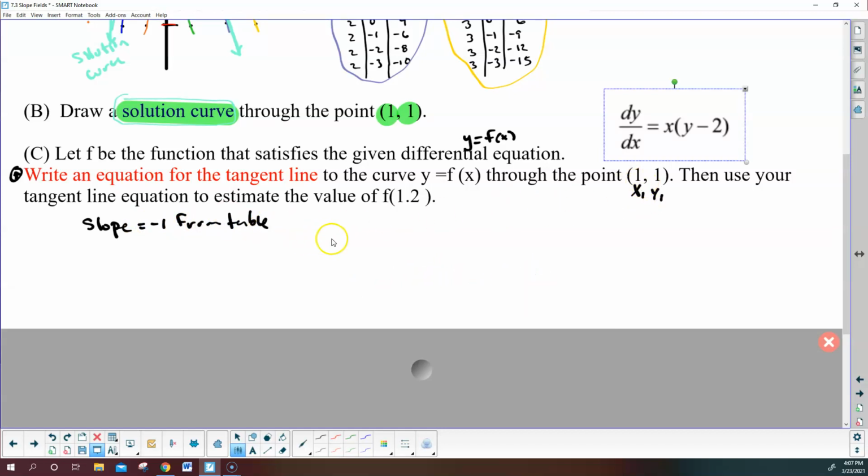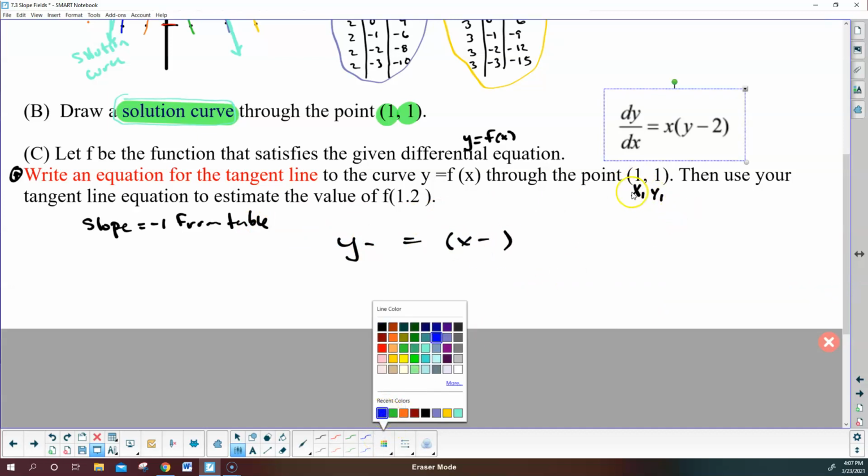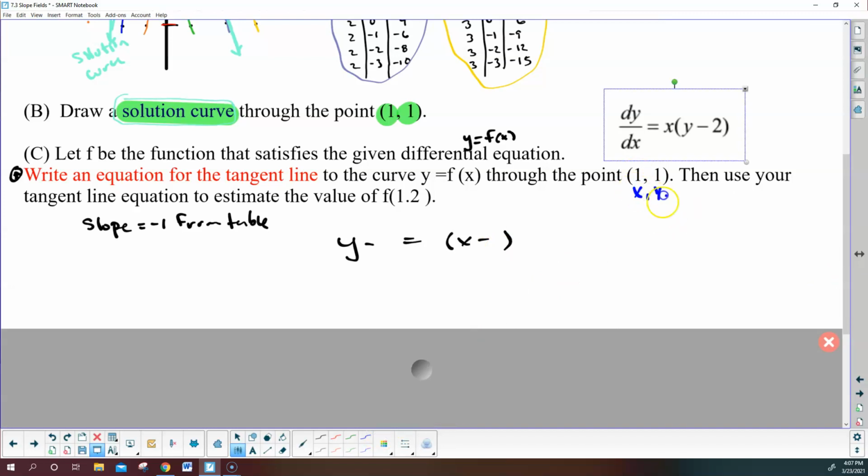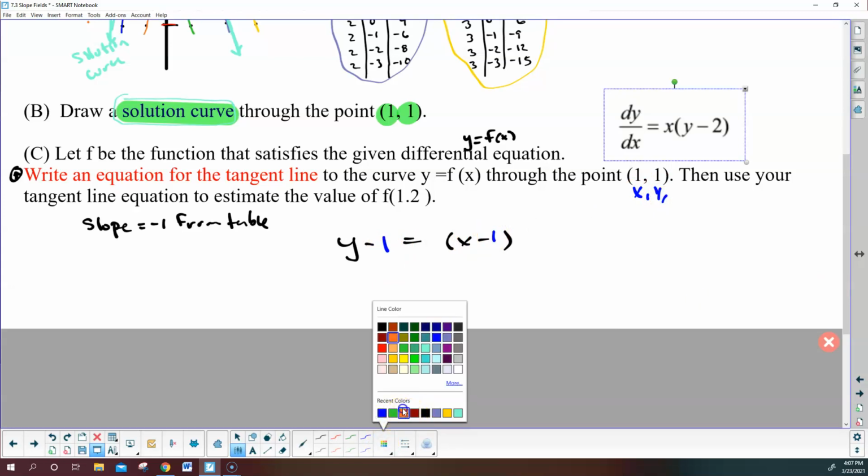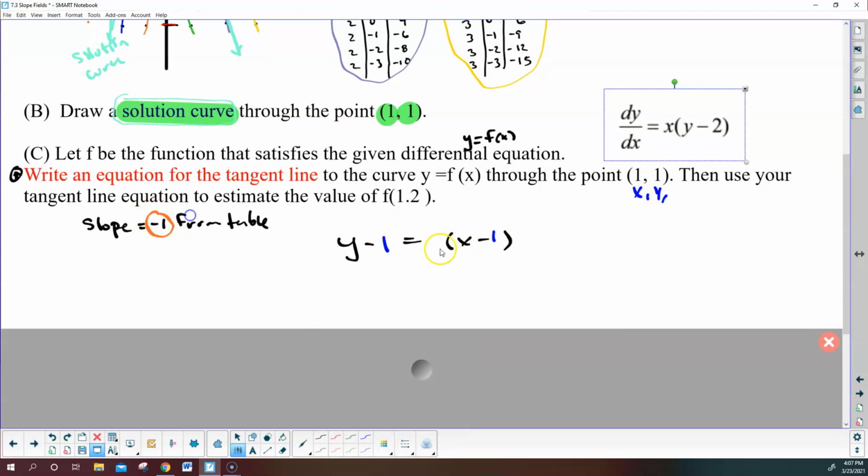I know the point x1, y1, so I'm going to write the equation of the tangent line. Let's make this blue. x1, y1, so 1, 1. Slope is negative 1, and you could stop right there if you want, or you could distribute and simplify.